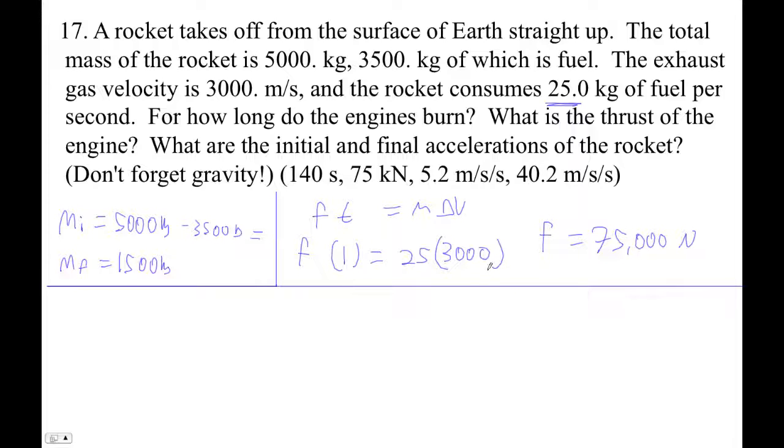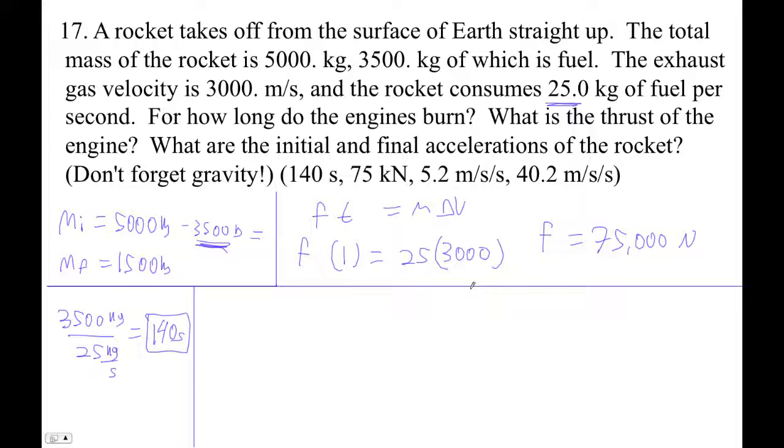Okay. For how long do the engines burn? Let's do that over here. It's got 3,500 kilograms of fuel, so it's going to be 3,500 kilograms divided by 25 kilograms per second. That's the rate at which we're consuming it. The formula there is amount divided by rate. So 3,500 divided by 25. It's going to burn for 140 seconds. 140 times 25 kilograms a second will make that much mass.